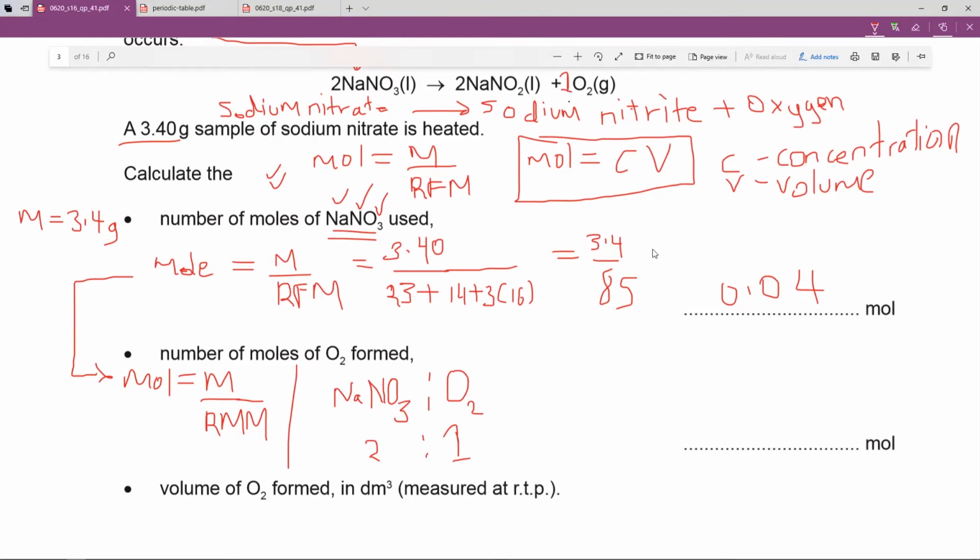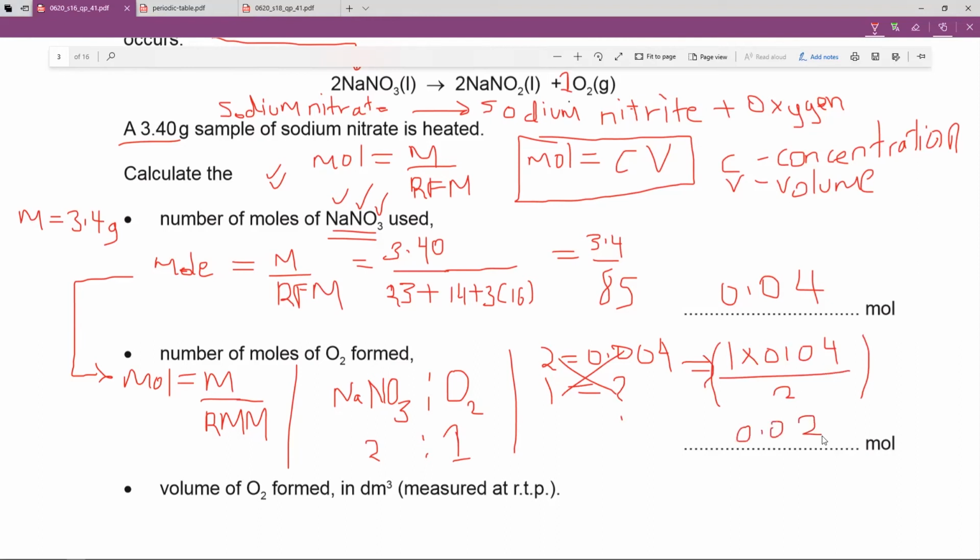Now, the ratio of sodium nitrate to oxygen is 2 to 1. That means 2 equals the number of moles of sodium nitrate. And then we want to find what 1 would give us in terms of moles, because 1 is the number for oxygen. So we do cross multiplication. This is just normal maths now. It means 1 multiplies 0.04, and then 2 is divided down there. If you do this well, you end up with 0.02 moles. That's the moles of oxygen.